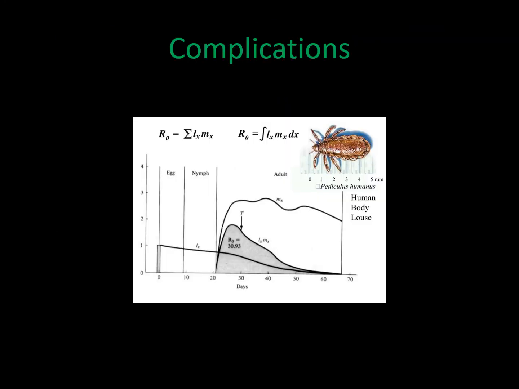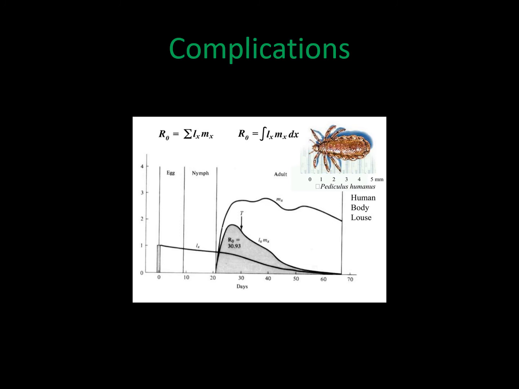And again, there are complications. This happens to be a little bit of the LX and MX curves of a house louse, Pediculus humanus. This is the little creature that gets into your hair. And you'll notice that LX, starting at 1, when all the animals are alive, think of it as 1.0, slowly decreases in a linear fashion until about day 25 when it drops more precipitously.